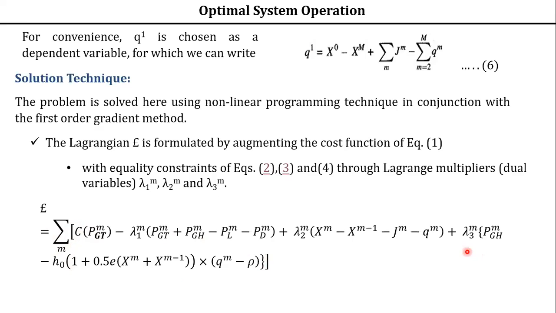That's why, before writing these constraints, I showed only the brackets, the cost function with the three constraints. If you have only two constraints, you are going to augment only those two.